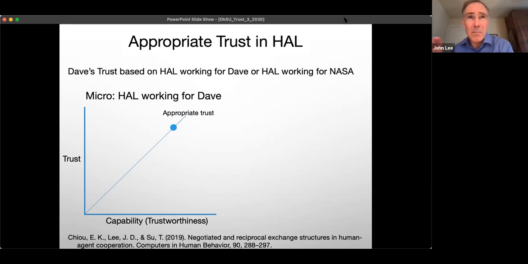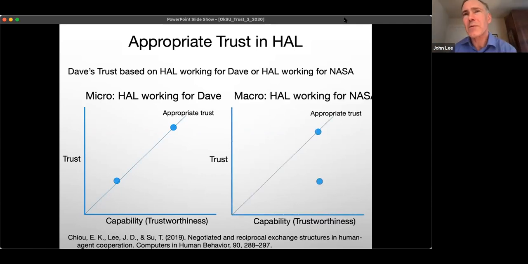So from the micro perspective of HAL working with Dave, trust dropped as HAL tried to do away with Dave and his crewmates. If you look from maybe a macro perspective, a societal perspective, HAL working for NASA, if Dave was getting in the way of the mission, maybe it's appropriate for HAL to act in the best interest of NASA and get rid of the human that was getting in the way. So a bit controversial about how technology should be advancing people versus organizations, and hopefully it'll provoke a question from the audience here about the role of people working with automation.